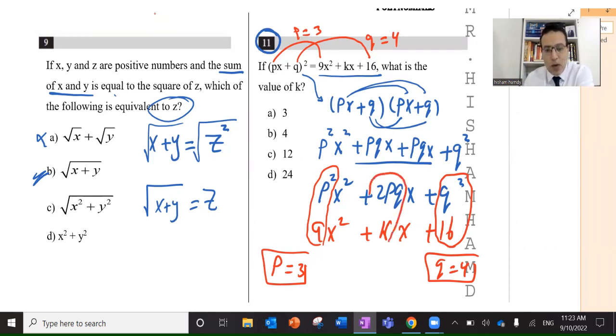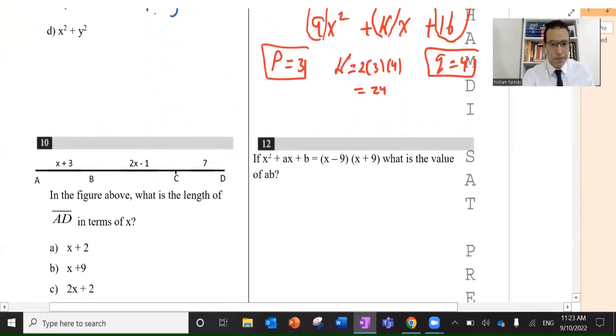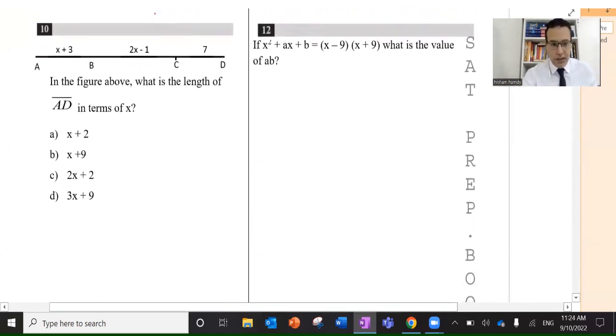And k is equal to 2pq. So 2 multiplied by 3 multiplied by 4, which is equal to 24. So the right answer is D. So sometimes I need to write more than one step while I'm working with the SAT. Let's go to question 10.